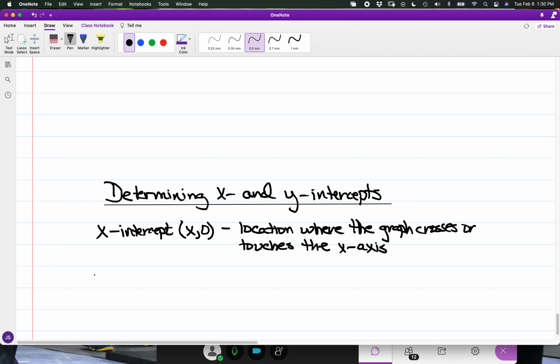And just a little bit of inversion in the language now for the y-intercept. When you hear slope-intercept form, that intercept is in reference to the y-intercept. Now the coordinates you would have in the general fashion are 0, y. So you have the location where the graph crosses or touches the y-axis.